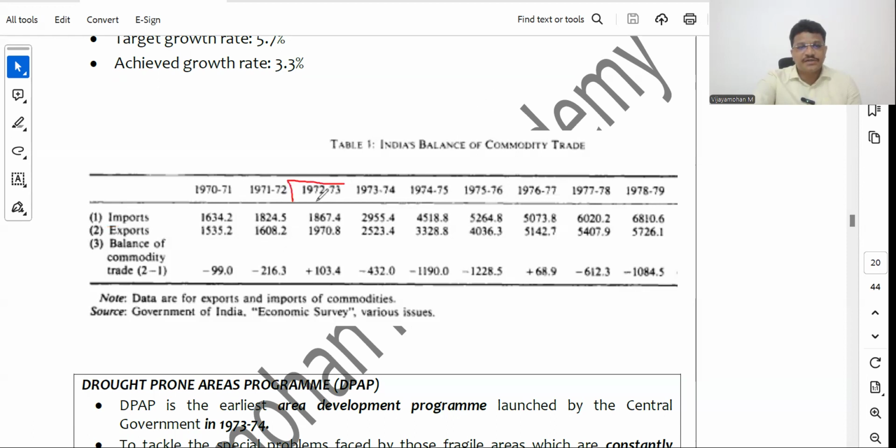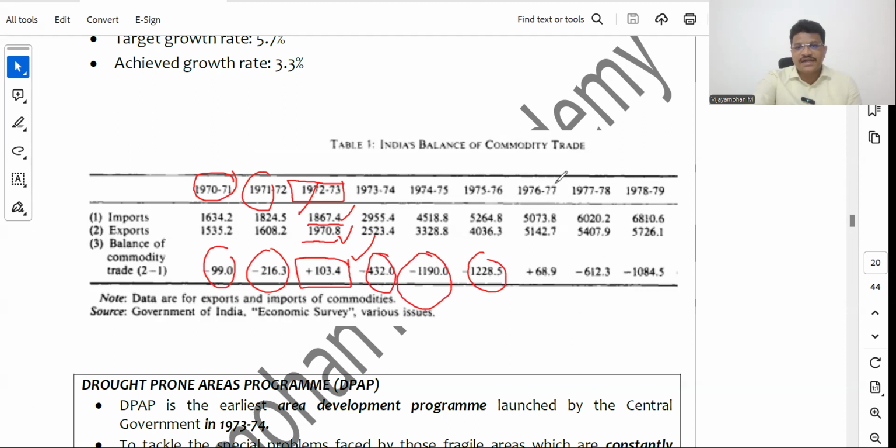Just see, in 1972-73 imports, in crores, it is 1867.4, and exports 1970.8. Now the commodity trade balance, the trade surplus, is 103.4 crores. And if you observe 1970, 71, 72, all are in negative territory. So it is a trade deficit, right?